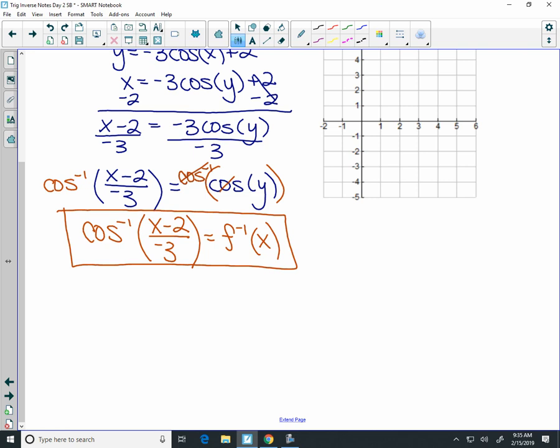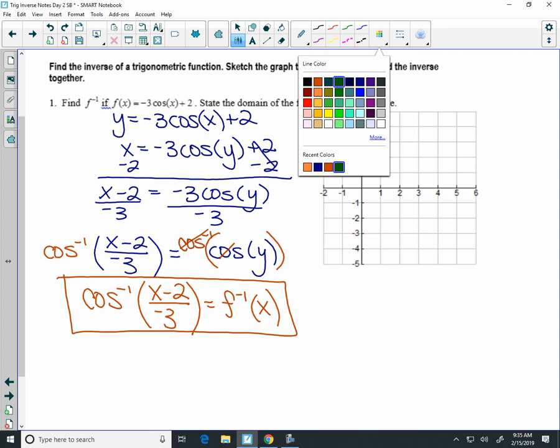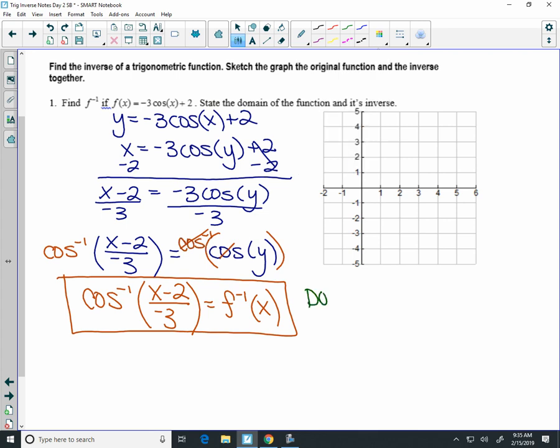Okay, now let's talk about domain and range, and then I'll look at the picture. Here's what I like to do with domain and range, and I hope that this is helpful. Of this guy, we're going to do domain, and we're going to do range. And we know with cosine, both domain and range are going to have brackets, right? We just need start and end. So our domain of our inverse is what of the original? The range of the original.